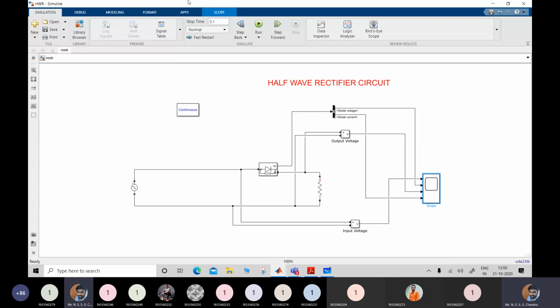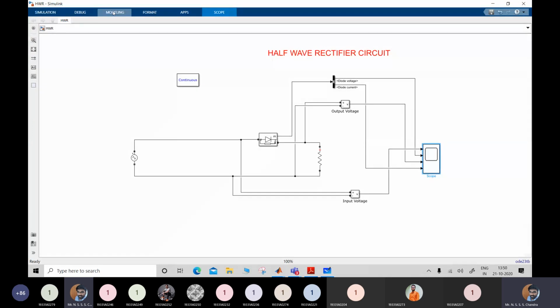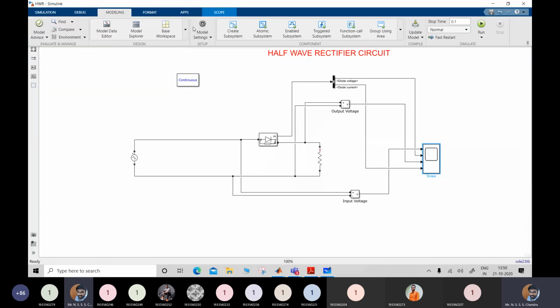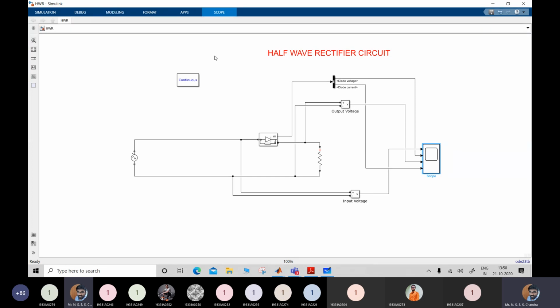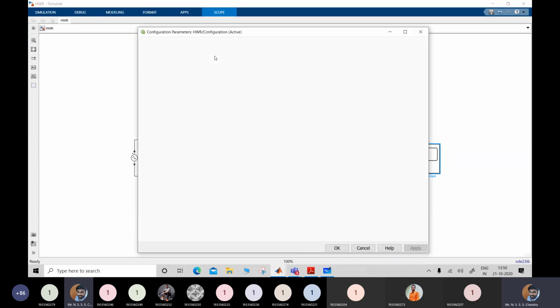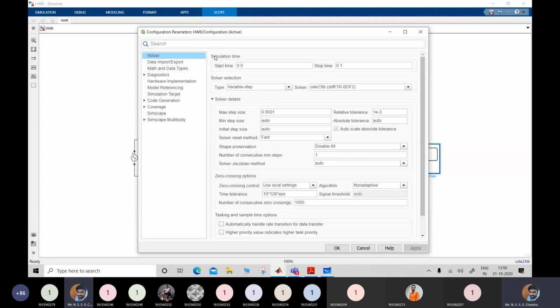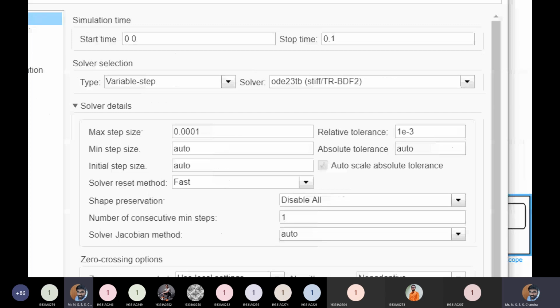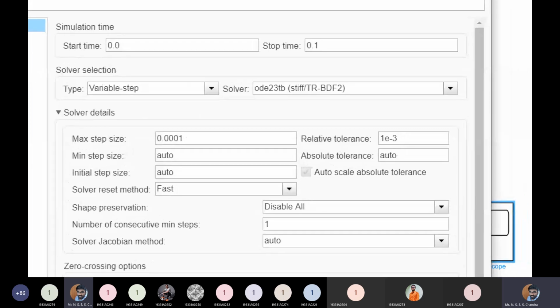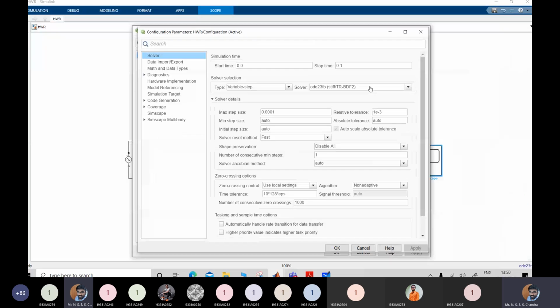Okay. These things you can see in the settings depending upon your MATLAB version. You have the settings at different tabs. For example, here I am going to the model settings. If I go to the model settings, here you can see the solver. Here you can choose, here it is given ODE 23 TB, which I have selected.